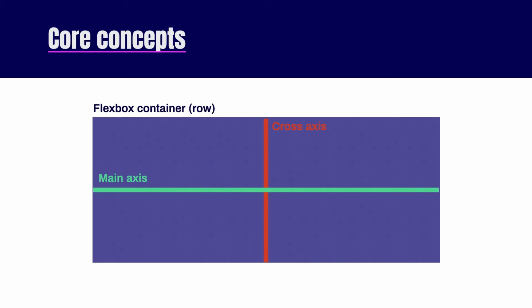Now, if we switch the flex direction to column or vertical, then both the main axis and cross axis will change accordingly. So the main axis will now run vertically, and the cross axis will be horizontal. We're going to go over these more in depth with code, but for now, just know that there are these two invisible lines which are based on the flex direction that is set on the container.